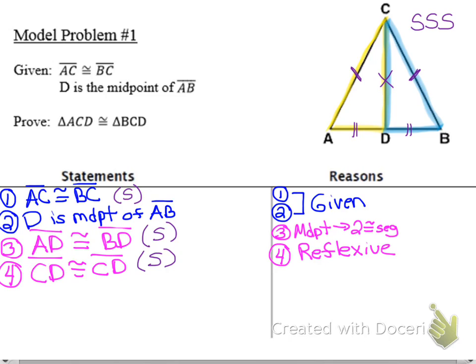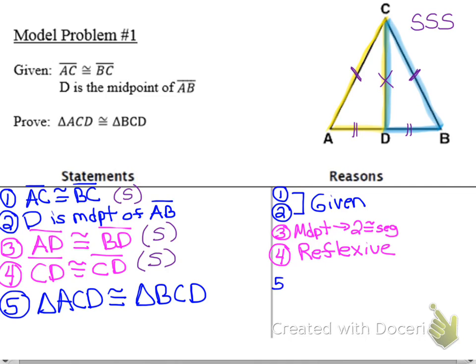Now that I have all three pairs of congruent sides listed, I'm ready to do my final statement and state that triangle ACD is congruent to triangle BCD. And my reason is using the method side, side, side, and I want to make sure I include the numbers where I got my sides, which was step 1, step 3, and step 4. And that's a proof proving two triangles congruent by the method side, side, side.